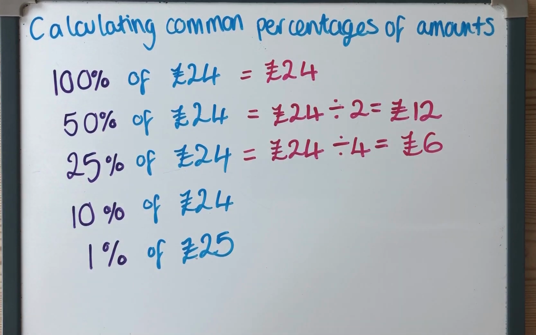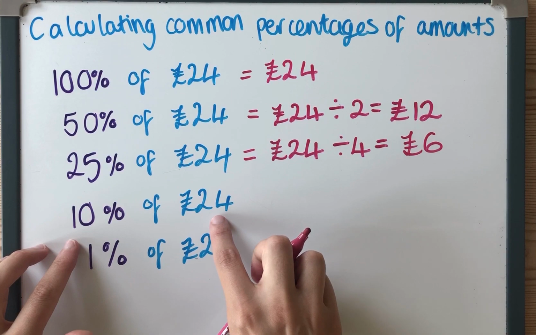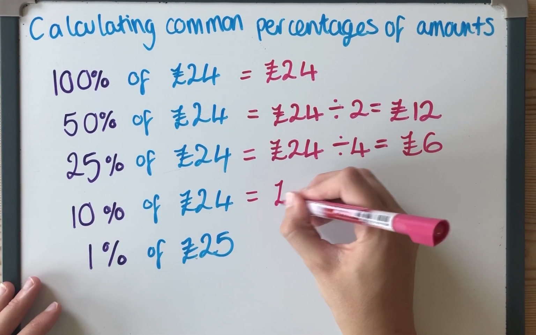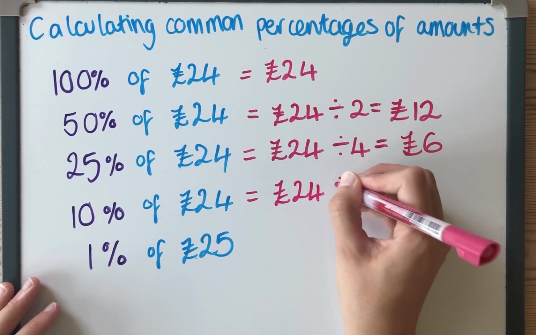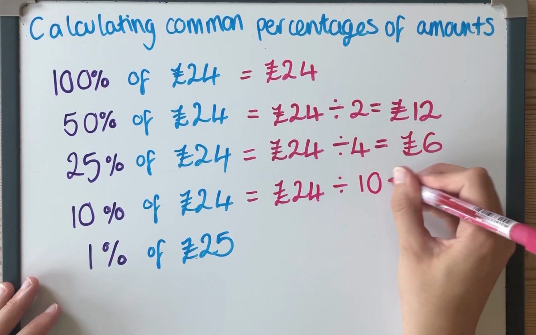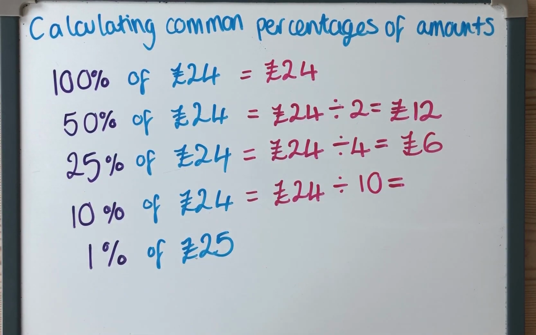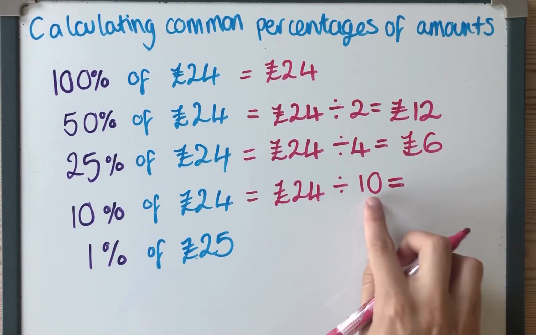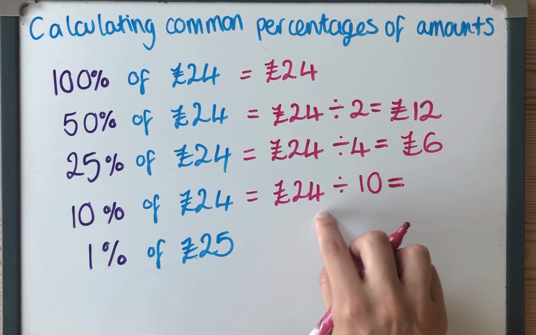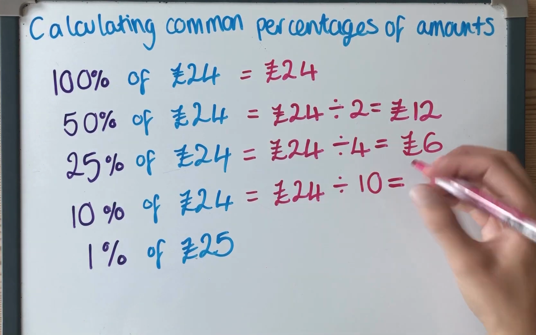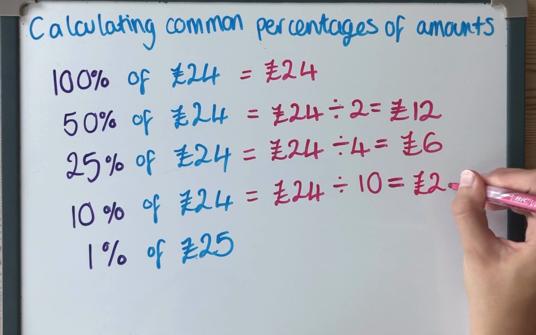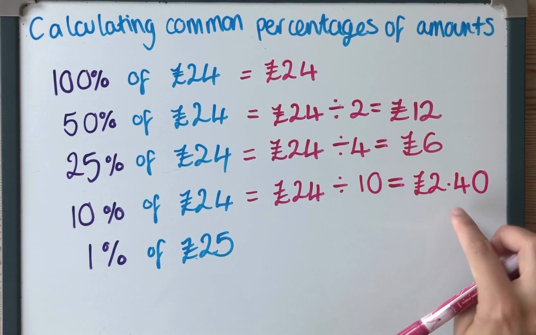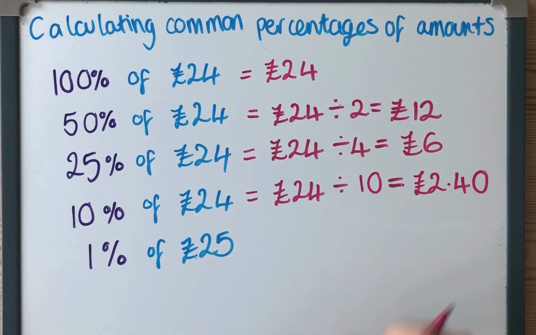10%, now 10% was equal to 1/10. So if I'm trying to find 10% of 24, I've got to do £24 divided by 10, because I am finding 1/10. 10% and 1/10 are the same thing. Now to divide by 10, you've just got to move your decimal place 1 spot. So it's actually £2.40. And because it's money, we've got to write 40 rather than just 2.4.